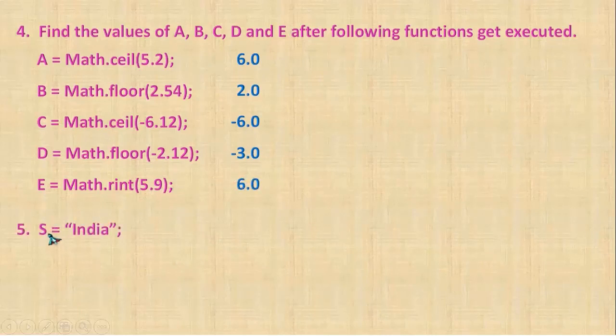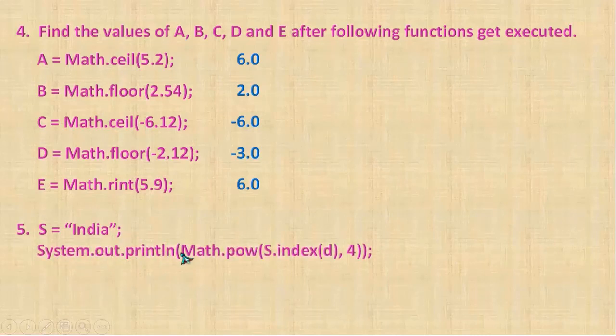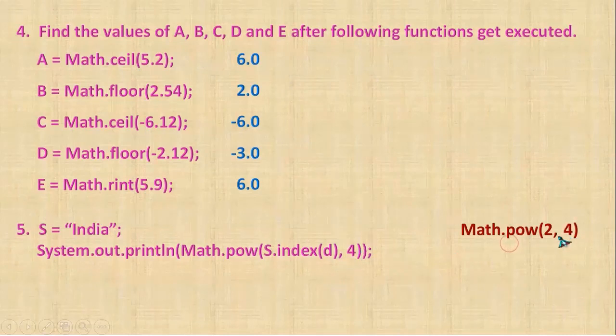See here, a different question. s is equal to "India" is given. So this is a string, we know. System.out.println of, here it is given Math.pow of s.indexOf('d'). See here, instead of the base, it is given indexOf d. So we have to find the index of d, that is 0, 1, 2. So 2 is the index, then comma 4. So that is 2 to the power 4. 2 into 2 is 4, into 2 is 8, into 2 is 16, that will be the answer.